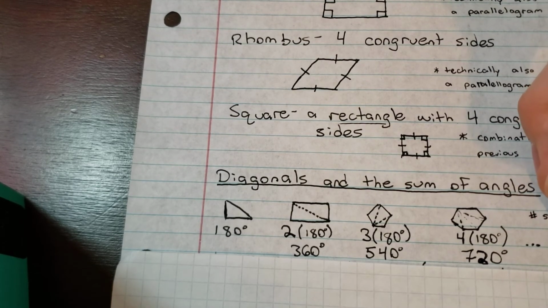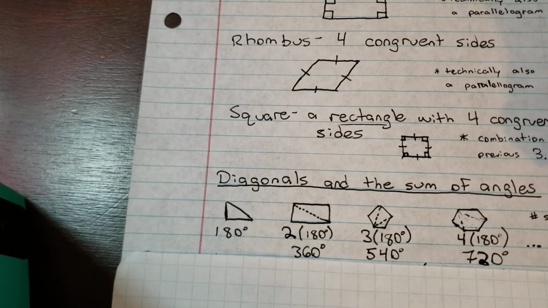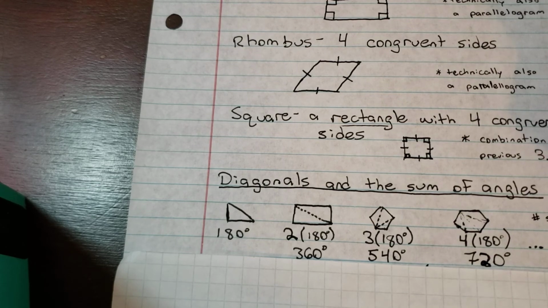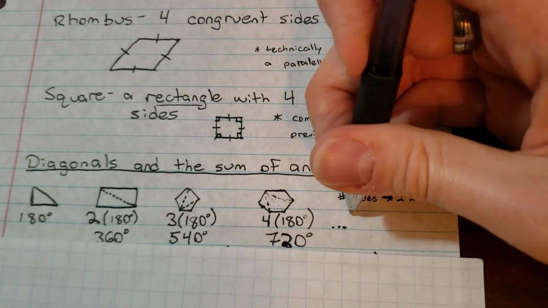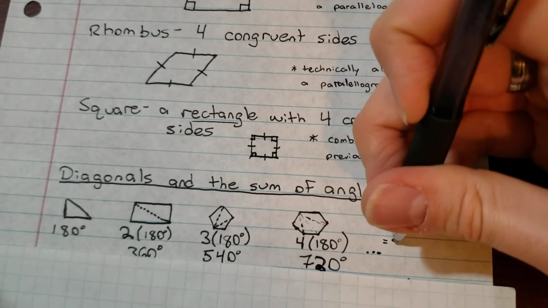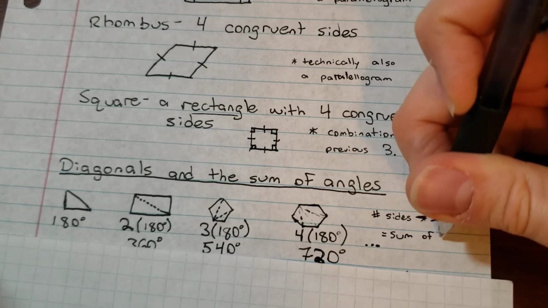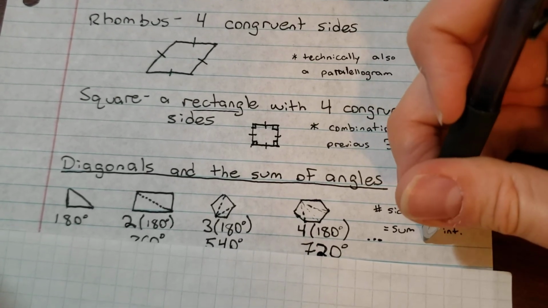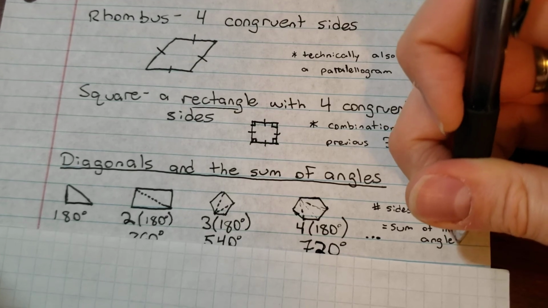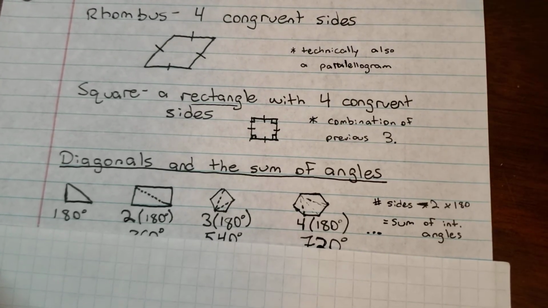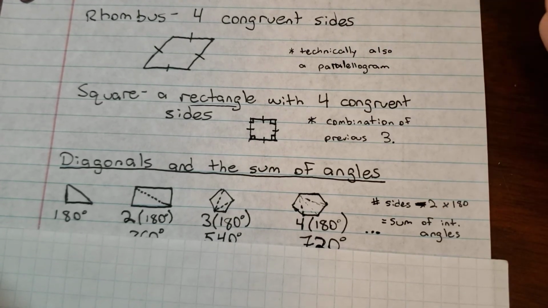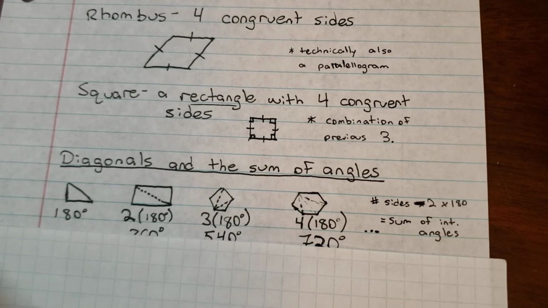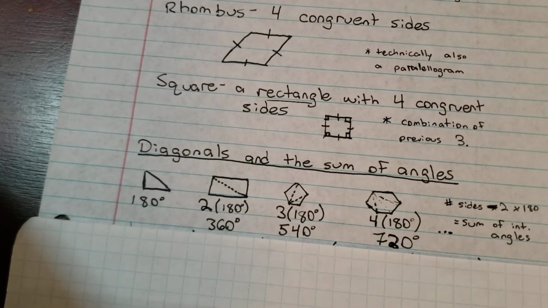Number of sides times 2, or I'm sorry, minus 2, times 180 equals the sum of interior angles. Okay, that is important to know. That's a minus sign right there. Number of sides minus 2 times 180 equals the sum of interior angles.